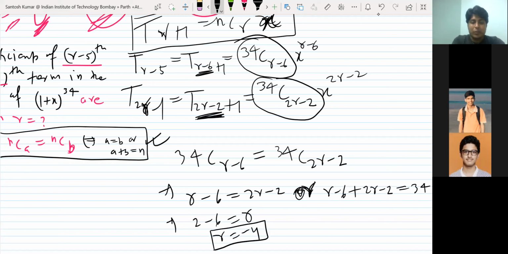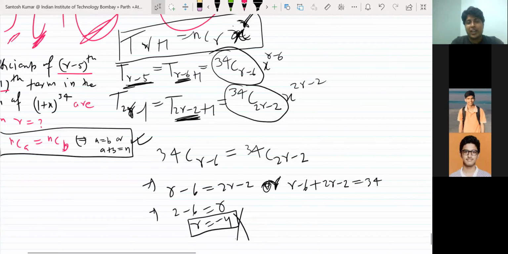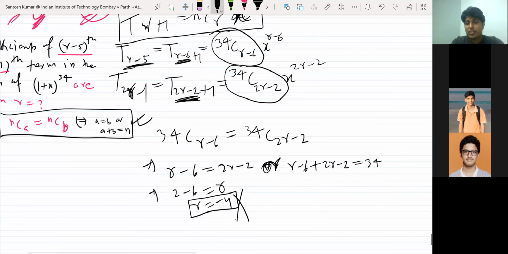No. If you put r as minus 4, then this r minus 5 will be minus 9. But the minus 9th term is awkward. This is not possible. Can you find a minus 9th term? No, term numbers are always positive. So this is not possible. So the other case will give you the correct answer.